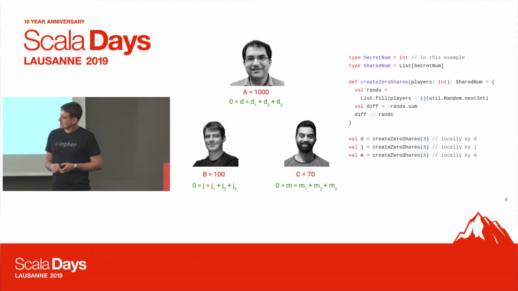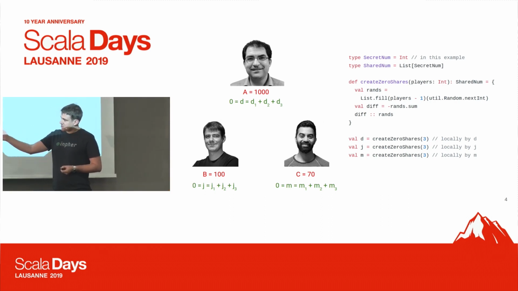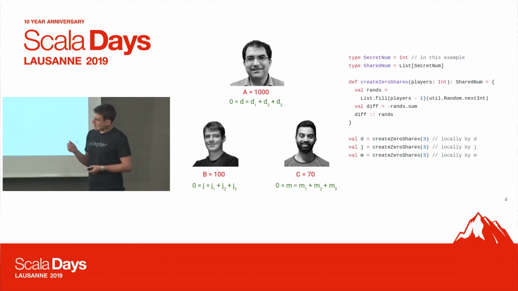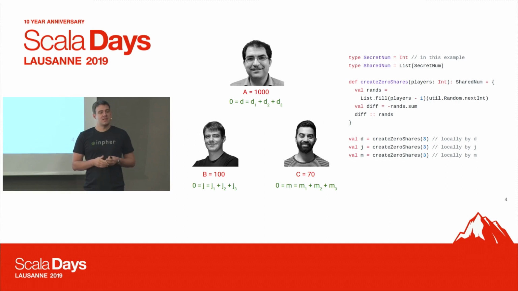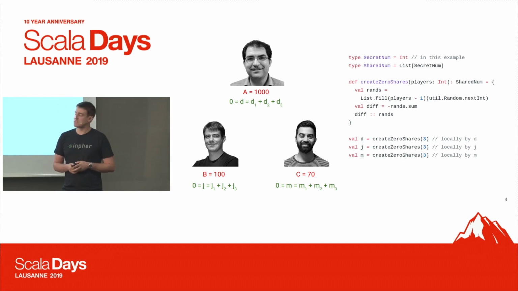Every one of us has a secret number we would like to keep secret, which are the numbers in red you see here. We each also generate 3 random numbers. All numbers must be random, but the total sum must be 0. We'll get to that in a minute.